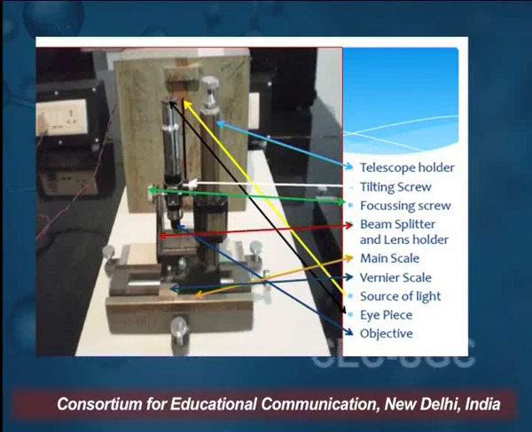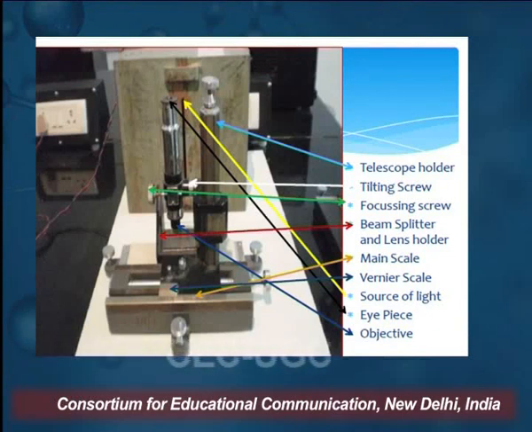Focusing screw, that will focus the magnification or focus the Newton's ring, so that it can be easily monitored. Beam splitter, which divides the beam into two parts; here there is an arrangement where we have the plano-convex lens on the glass plate. Main scale: in this apparatus, we note the reading which consists of main scale and vernier scale, so that we can get the exact reading. Source of light, as we know that it is in a wooden box. Eyepiece, through which we can see the Newton's ring.